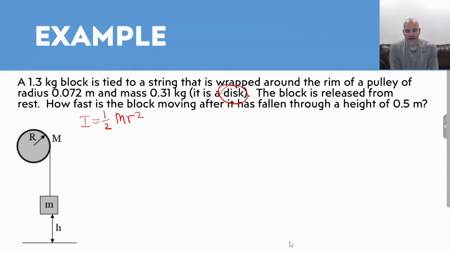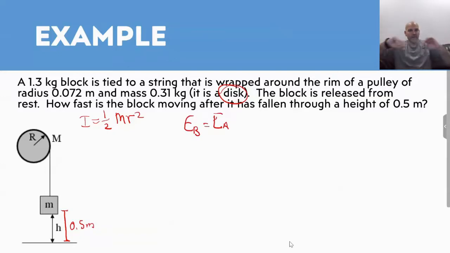How fast is the block moving after it has fallen through a height of 0.5 meters? So this is 0.5 meters. Because this disk is in play, now we have to use the rotating part of the disk plus also the falling part of the block. And so I can say my energy before equals my energy after.